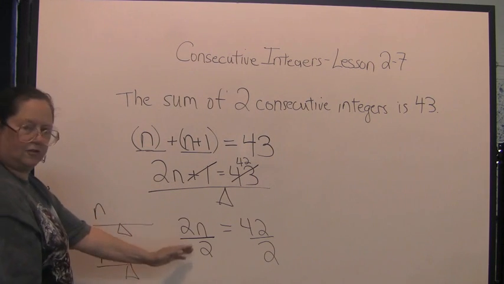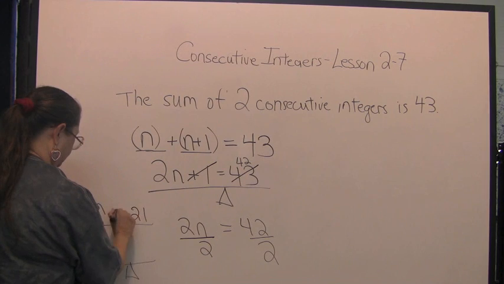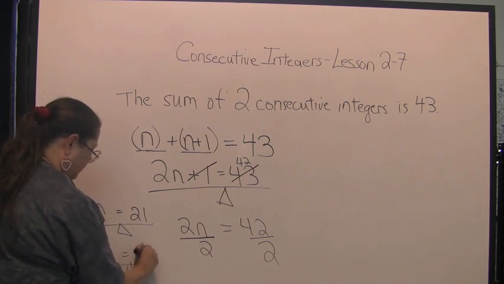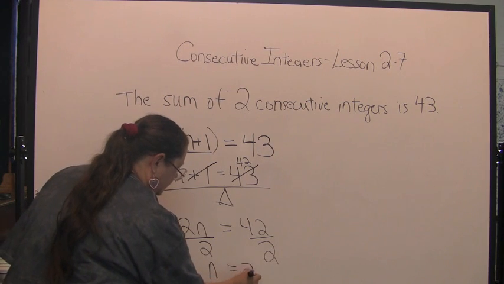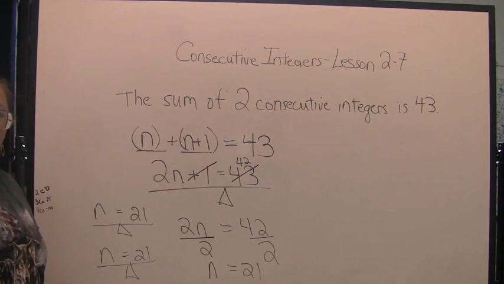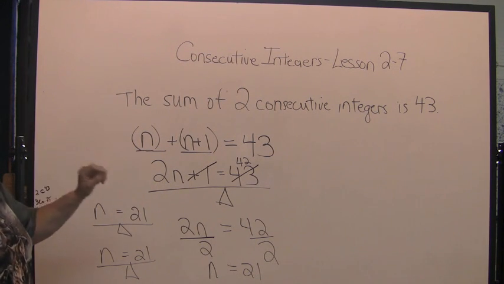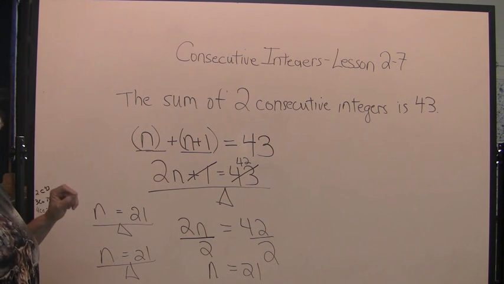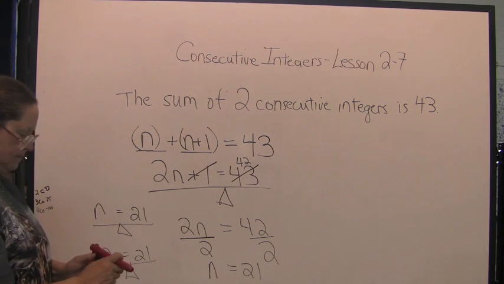Okay, and then if I divide this side in half, I have to divide this side in half. So I get that n, my number, is equal to 21. Then I have to go back up and look at my problem. It said 2 consecutive integers. So that means I need 2 numbers. So let's see, my first number is going to be my 21.